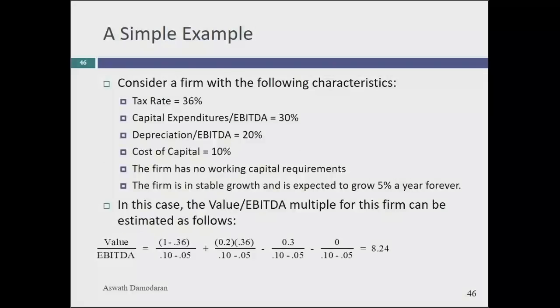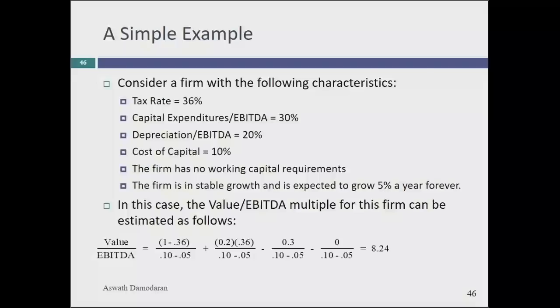So I'm going to take a hypothetical firm. A tax rate was given, CapEx and depreciation are also given, and cost of capital is 10%. For simplicity, let's assume no working capital requirements, because that will keep my equation a little simpler. It's in stable growth, growing 5% a year. Plugging numbers into that previous page, I get 8.24 as my intrinsic EV to EBITDA for the company. This company should trade at 8.24 times EBITDA.